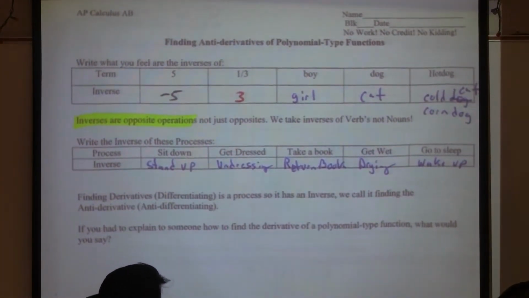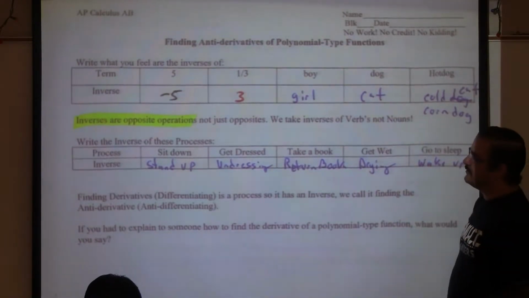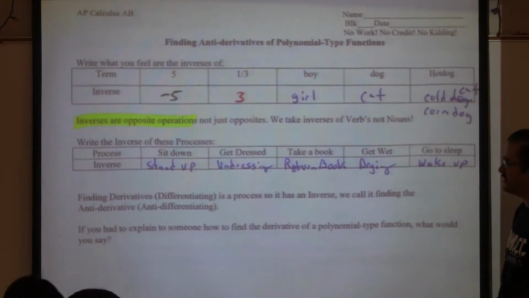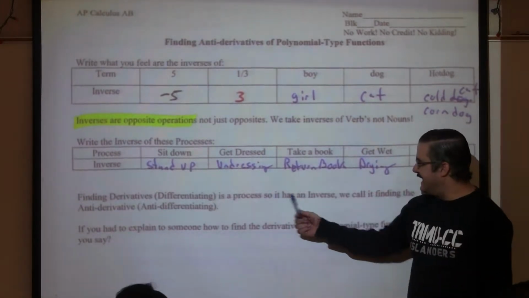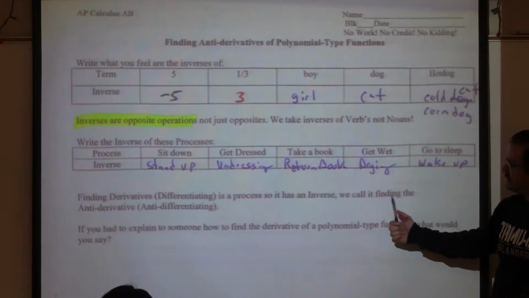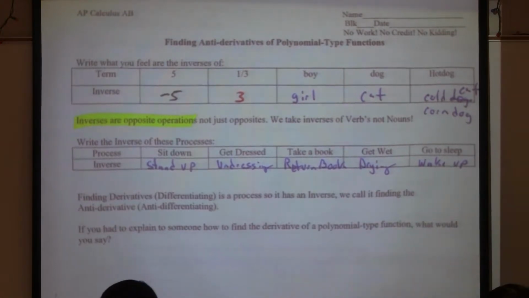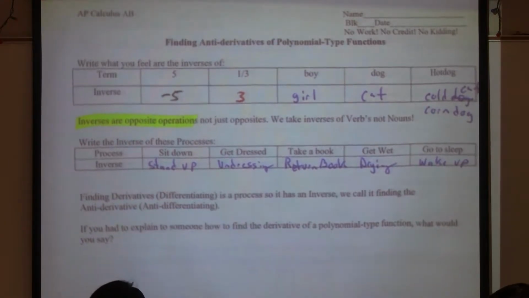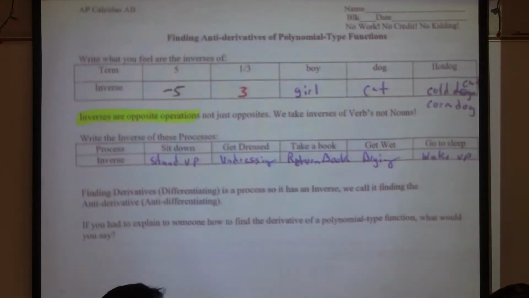So do those cancel each other out? Yes, right? So we know that finding derivatives, which is called differentiating, is a process. It's an action. It's something that we do. So it has to have an inverse, okay? And that inverse is called the antiderivative. And that's called anti what? Differentiating, undoing the derivative. Okay?